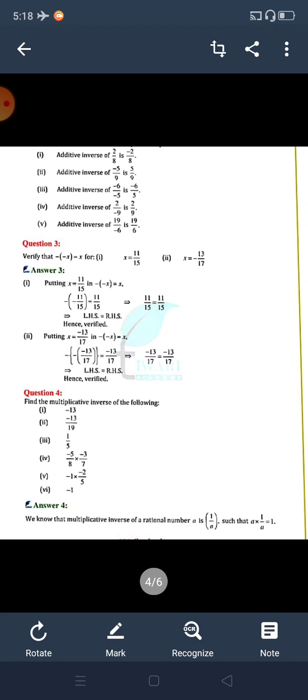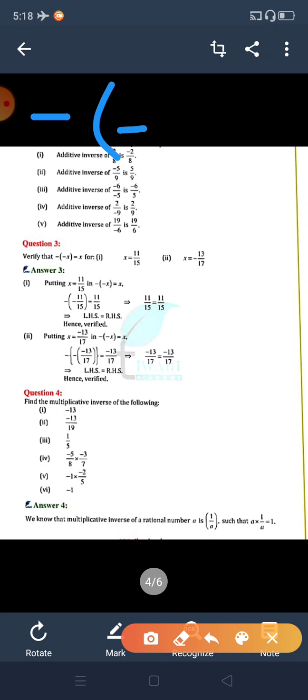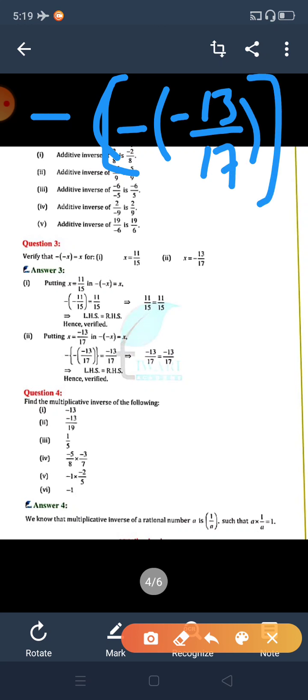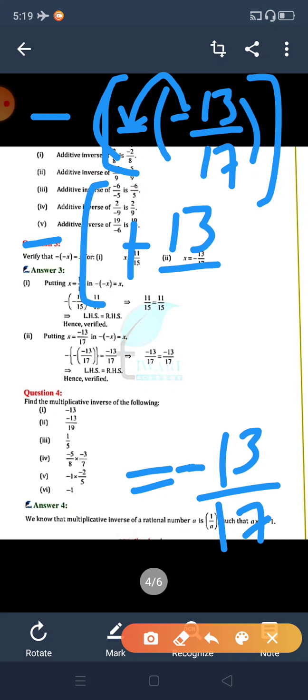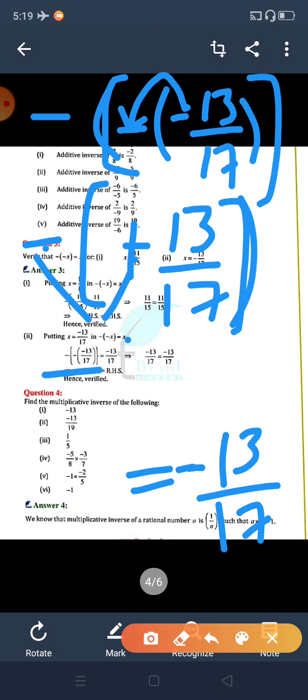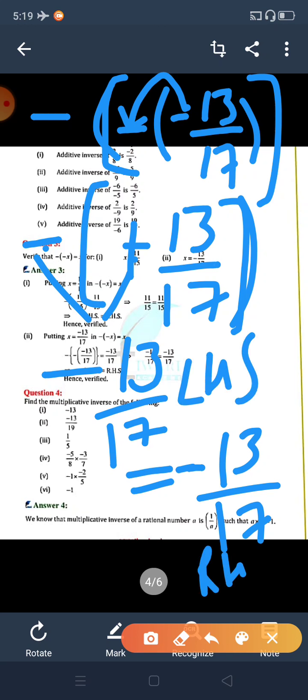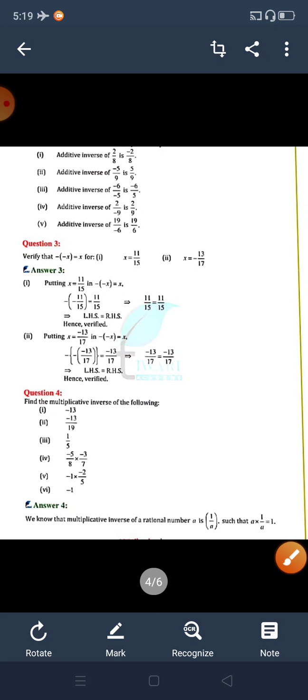Here in the second part we have minus 13 by 17. So minus of minus 13 by 17, and you have to prove it equal to minus 13 by 17. Here two minus together will make a plus, so we can write plus 13 by 17. Here one plus and one minus together will make a minus, so it will become minus 13 by 17. So this is your left hand side, this is your right hand side. Left hand side is equal to right hand side. That means we have verified the given statement.